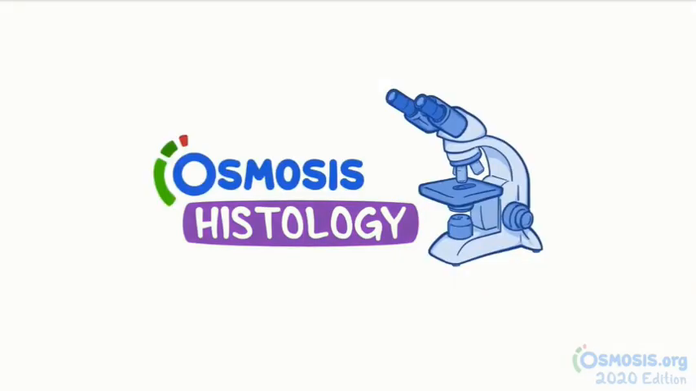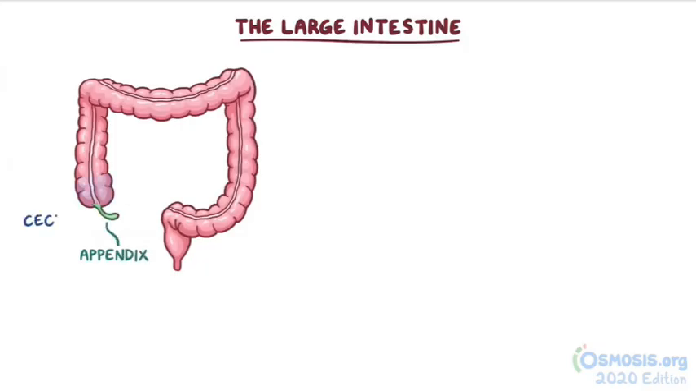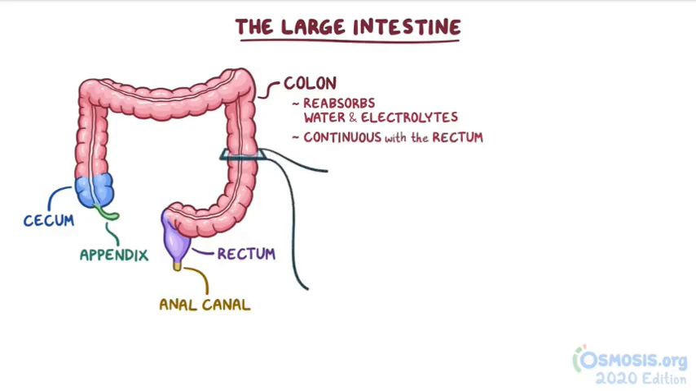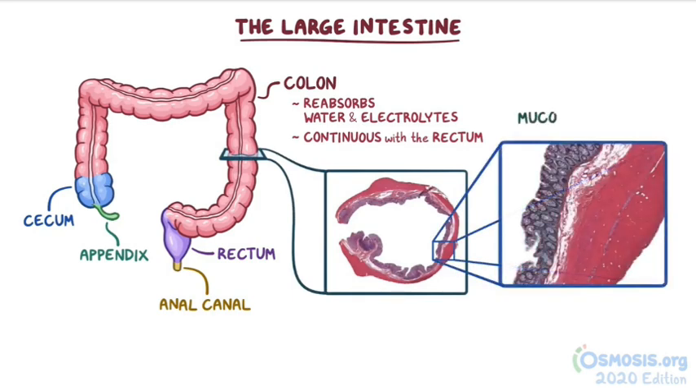Now, let's get a closer look. The large intestine consists of the appendix, cecum, colon, rectum, and anal canal. The colon is mainly responsible for reabsorbing water and electrolytes from the feces within its lumen. The colon is continuous with the rectum, where the feces is stored before defecation. Similar to the rest of the large intestine, the colon has four main layers: the mucosa, submucosa, muscularis propria, and a surrounding serosal layer of connective tissue that isn't seen in this image.